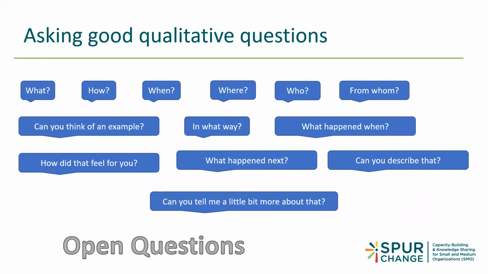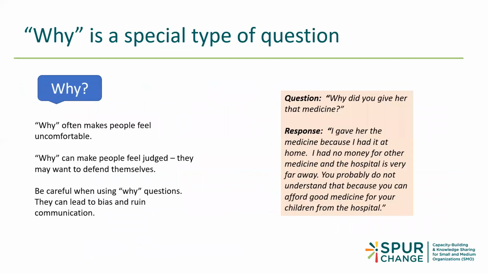This slide provides some examples of how you may start to ask good qualitative questions. Good questions often start with the words what, how, when, where, who, or from whom. As you move deeper into qualitative data collection, you may ask a respondent if he or she can think of an example, or you may ask in what ways he or she understands something. You may ask a respondent to describe what happened and how he or she feels about it. You may ask the respondent to tell you what happened next or to describe it. A good way to get deeper into a conversation with a qualitative informant is to ask, can you tell me a little bit more about that?